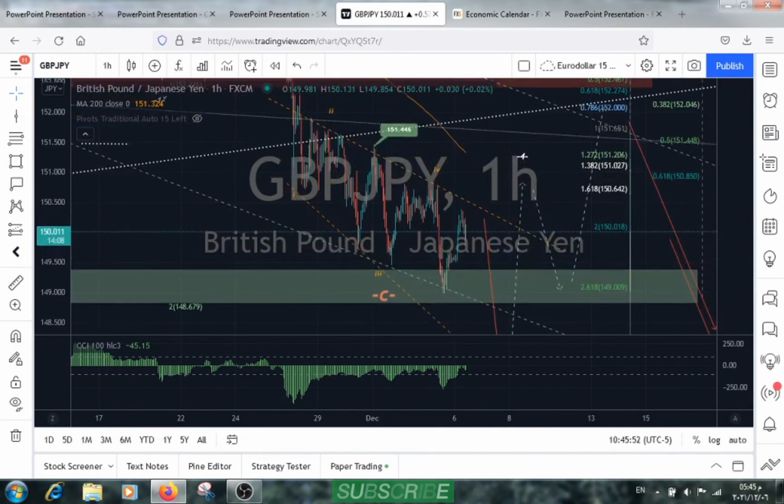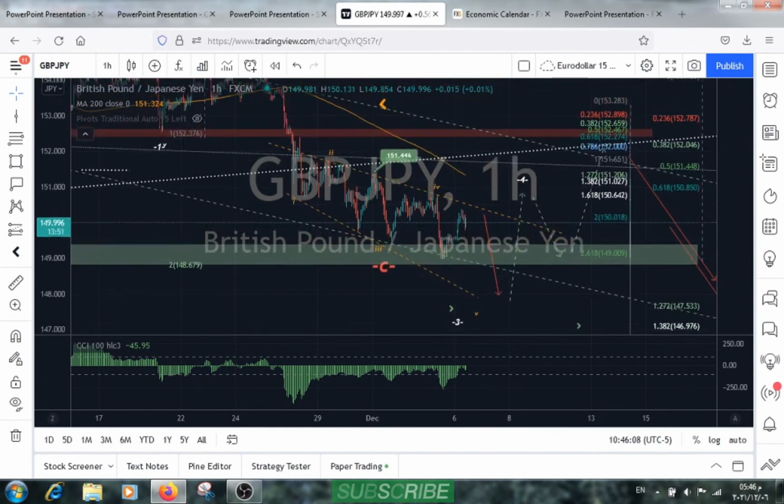Alright, so the market for sterling against the yen is a sell. We can sell actually at 150.75. We need to sell below that level here. The stop is 151.50 for 70 points. We're going for 147.50, but would close out towards the weekend.